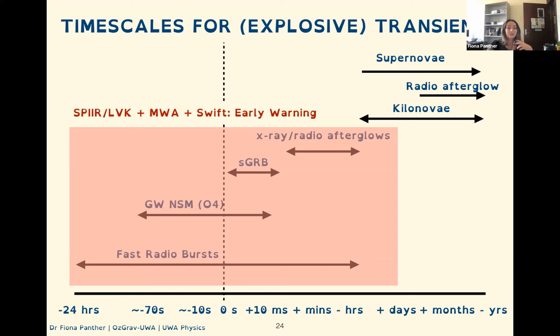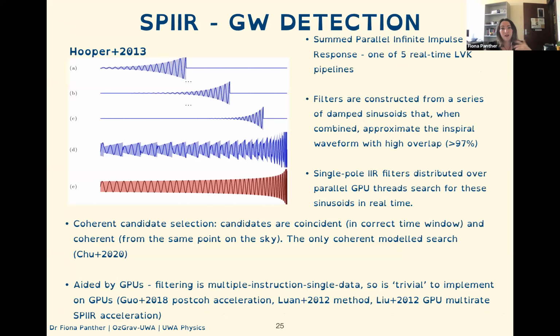And so one of the things that I'm interested in is this area here. Working with SPEAR and LIGO, together with MWA and SWIFT, we're looking at early warning follow-up of these gravitational wave neutron star mergers. One of the ways to do that is by using pipelines, and the pipeline that I'm working on is SPEAR. Lin Ching Wen is the PI of this. We've got a pretty good team here at UWA and also at Swinburne.